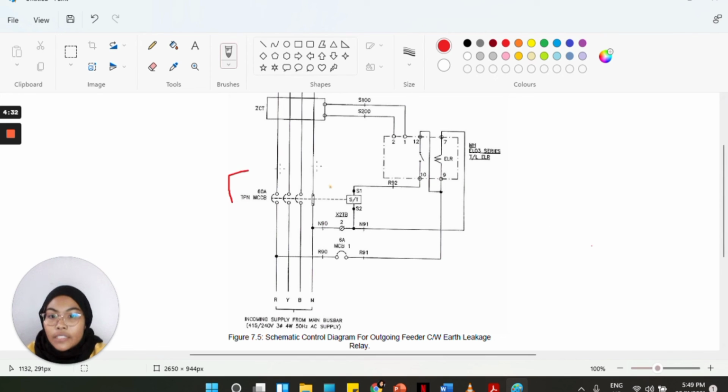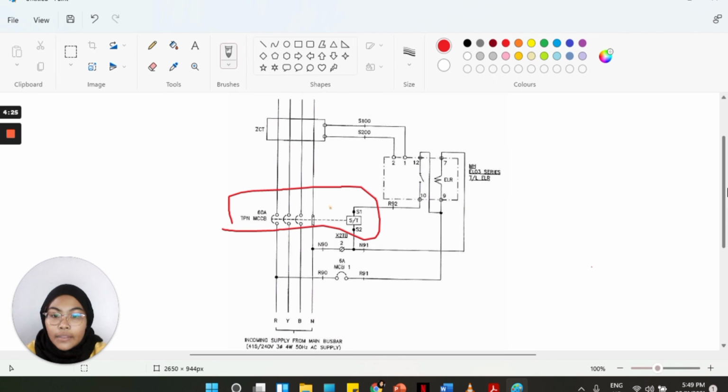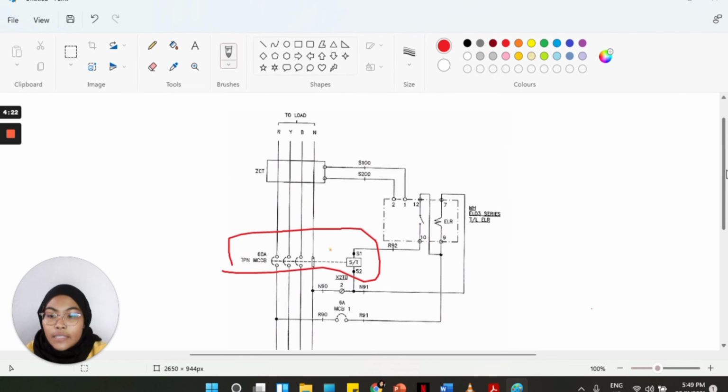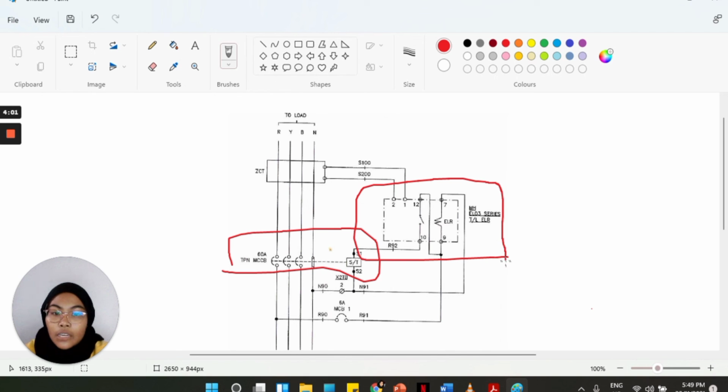And as you can see here is the 60 ampere TPN MCCB. And up here is the ZCT. It's for the zero current transformer. And here are the phases, the RYB, red, yellow, blue, and neutral. And as you can see here is the ELR, the earth leakage relay.